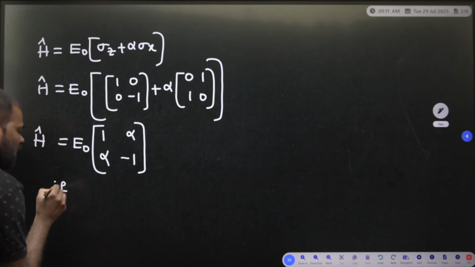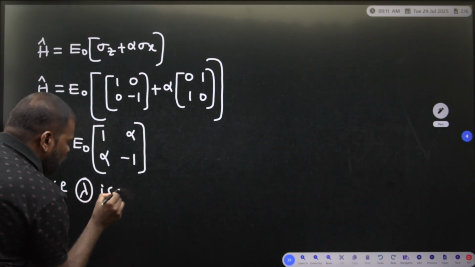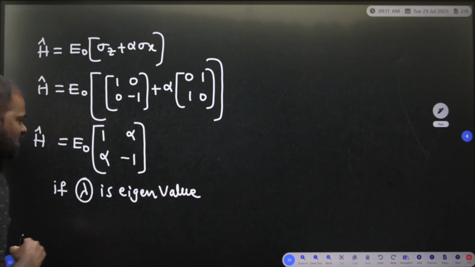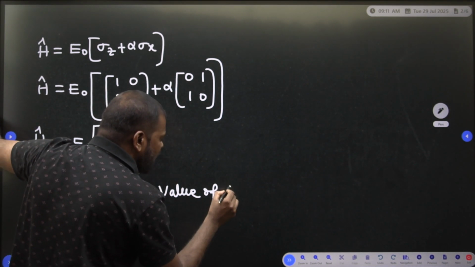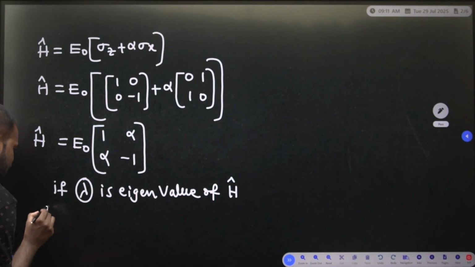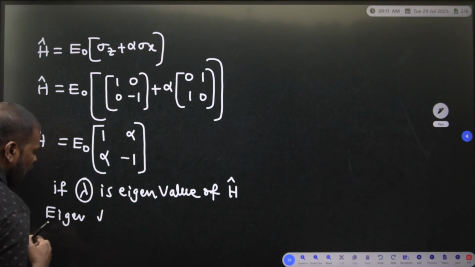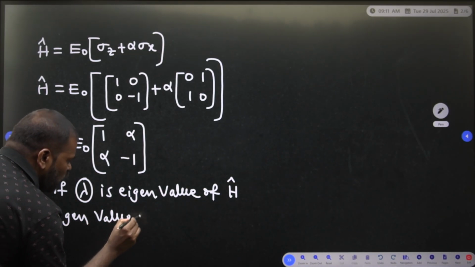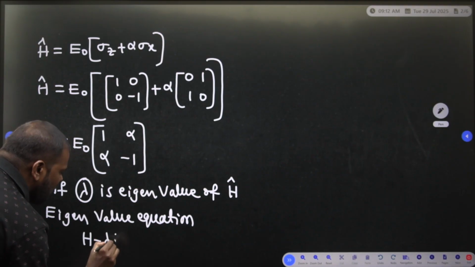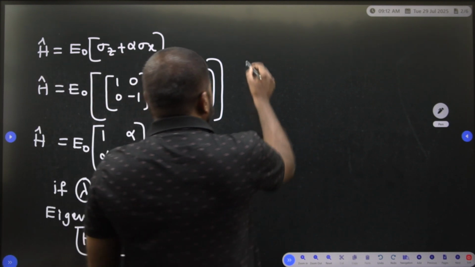Suppose you want to calculate the eigenvalue of this matrix. If lambda is the eigenvalue of H, then the eigenvalue equation is H minus lambda I equal to 0. This is the characteristic equation or eigenvalue equation.